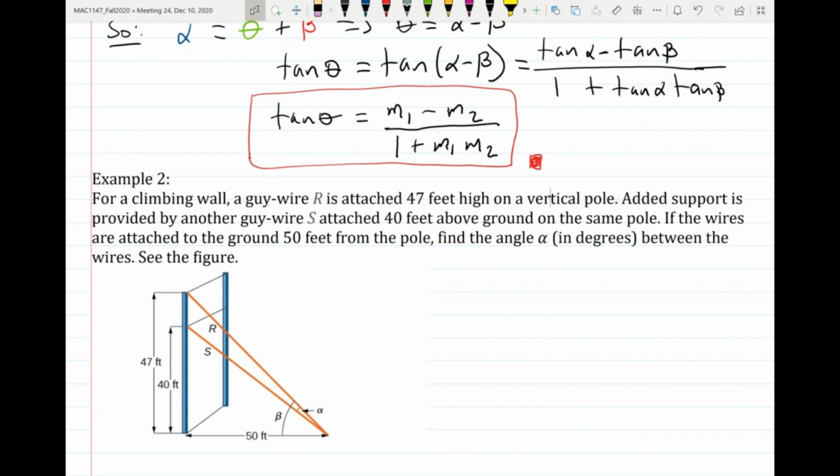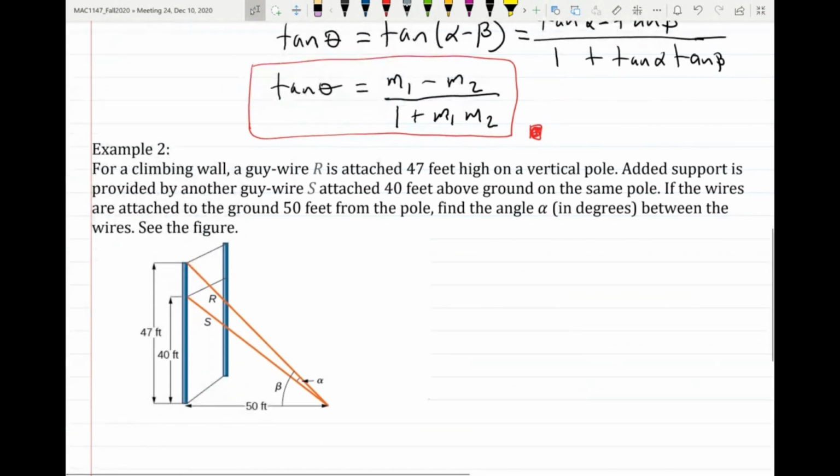Does anybody understand the question? Do you guys understand the question? Okay, so now we want to find alpha. How can we do this?